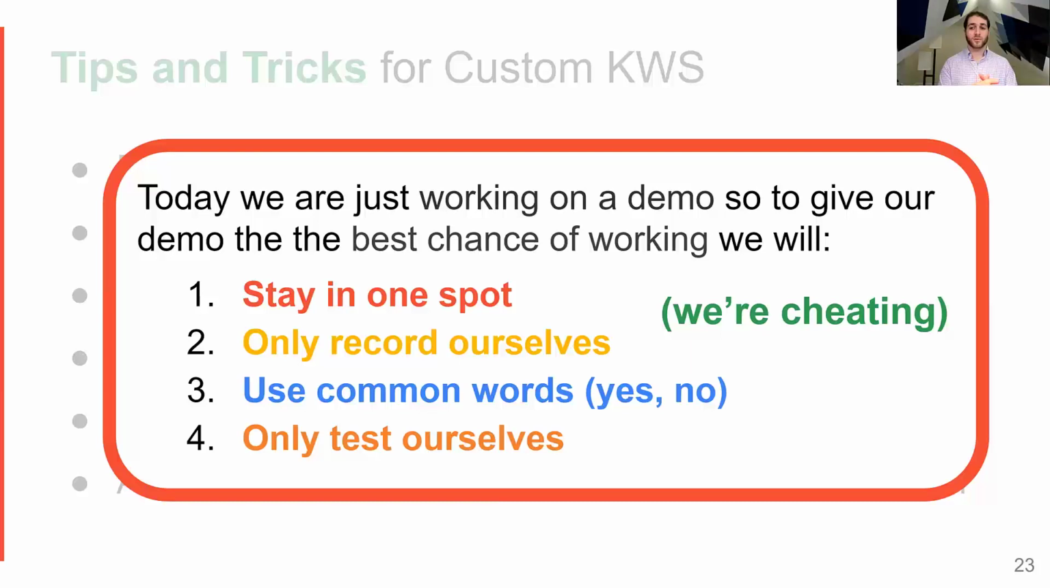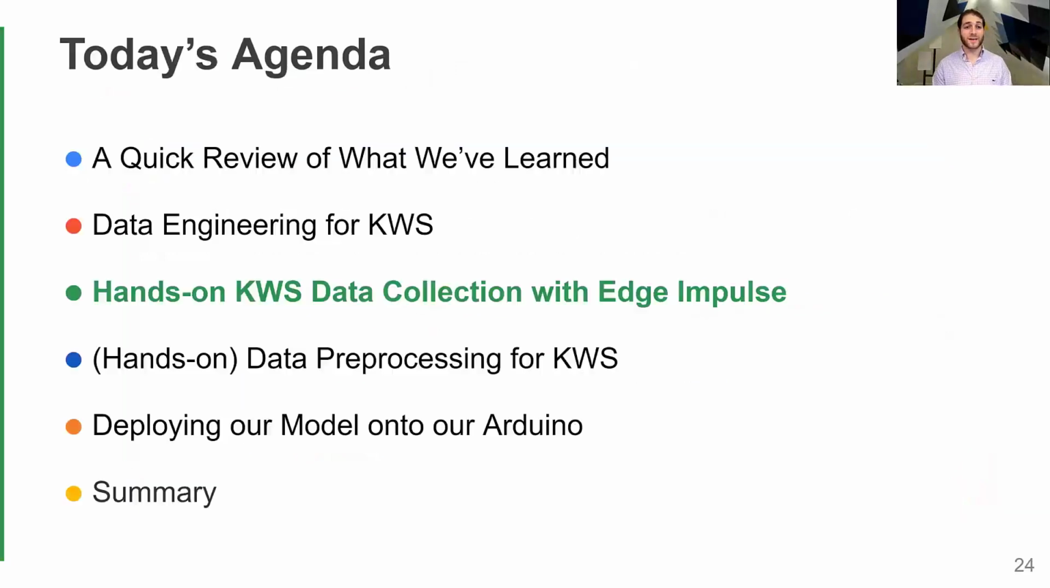So I would suggest that when you are recording, you only record yourself or the group of you that are in the room if you're working together. You use very common words that'll be easy and short and simple and sound different, like yes and no, right? Different vowels, different consonants will make it easier for the computer to tell them apart. You only test on yourself because you only trained on yourself, and you stay in one spot, and wherever you record, you test exactly there. Cheating, but good suggestions for getting something to work today.